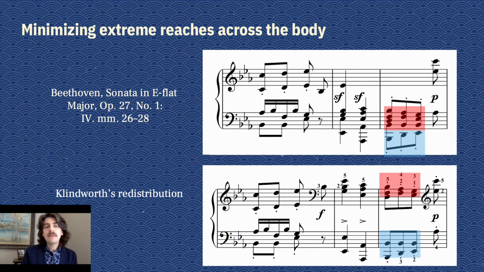Next, an example for minimizing extreme reaches across the body. This is a new problem that developed as the range of the piano increased and composers explored more extreme registers. It might require the hands to go down or up in a way that may be uncomfortable. So here we can see that Beethoven has written a low B flat with the right hand thumb, and that is a little bit of a twist. So Klindworth suggested that the left hand could take those notes to eliminate that twist.